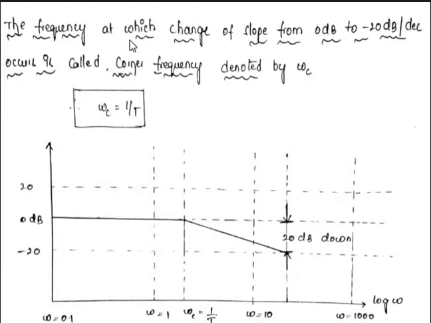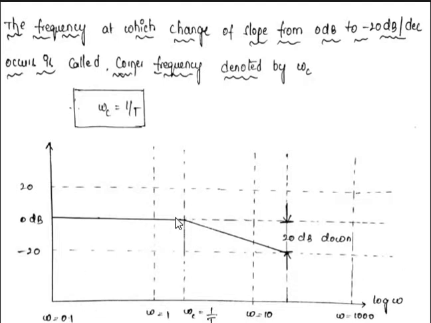So how can you draw it? First, we have to find the corner frequency omega c. What is the formula? Omega c is equal to 1 by T, where T is the time constant. Therefore, up to the corner frequency, the magnitude plot is drawn at constant 0 dB. After the corner frequency, the gain decreases at 20 dB per decade. Minus means decreasing, plus means increasing. So 20 dB decreasing per decade.